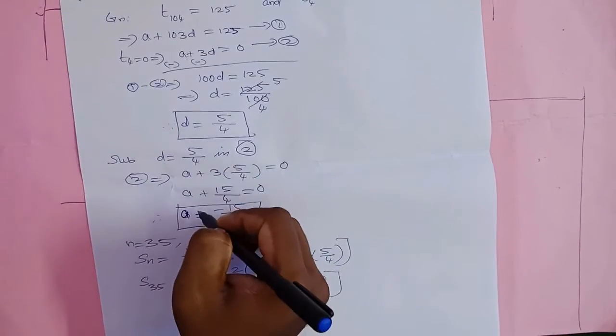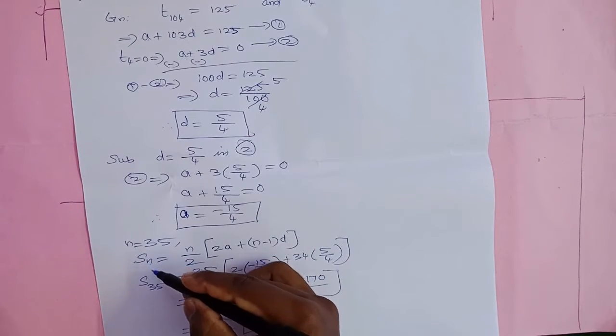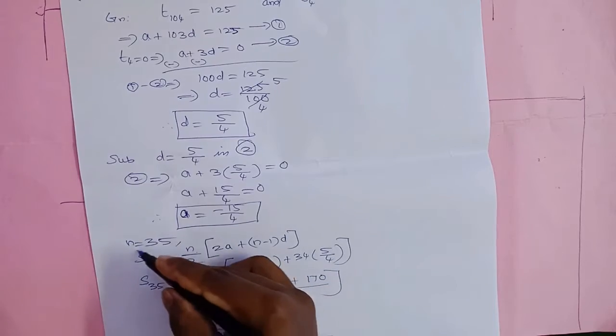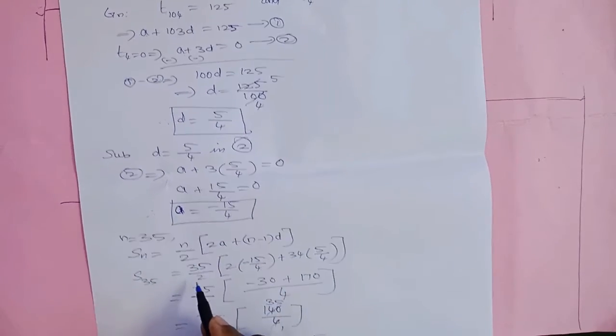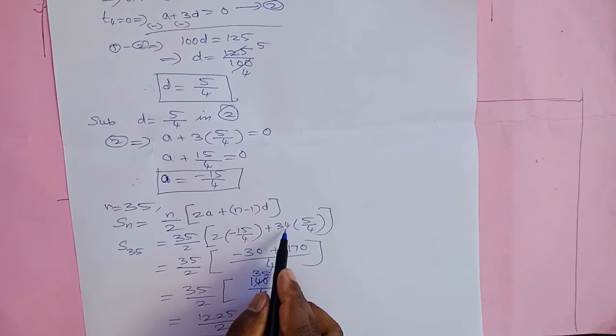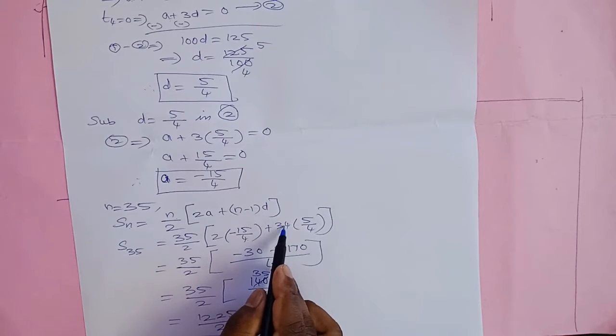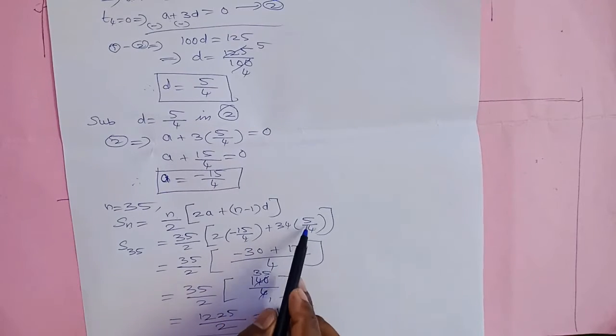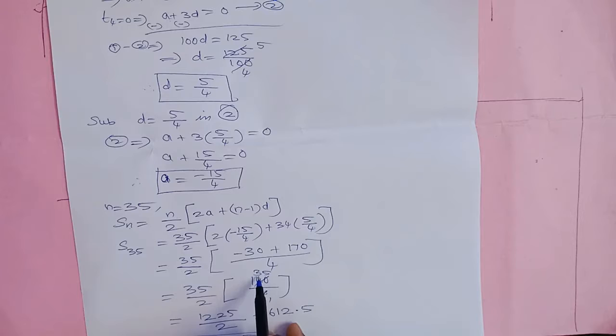So we have A and D, and our problem is to find Sn. The formula is n by 2 into 2A plus n minus 1 into D. Here n is equal to 35. So 35 by 2 into 2 into A, which is minus 15 by 4, plus 34. 34 means 35 minus 1 is equal to 34. 34 into D, which is 5 by 4. So the denominator is 4 in both, so take the common LCM as 4.